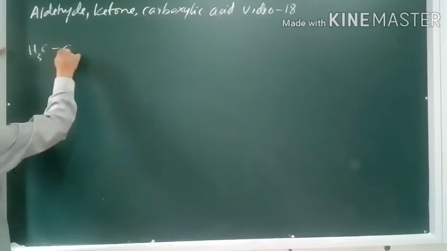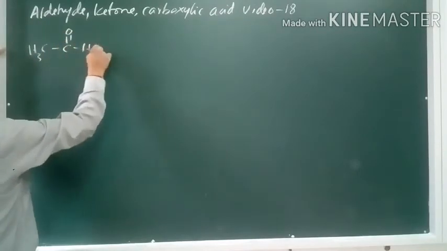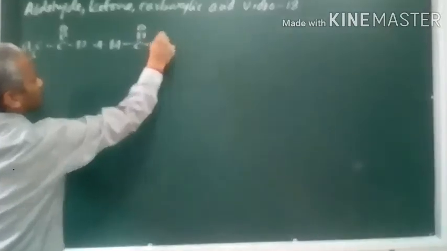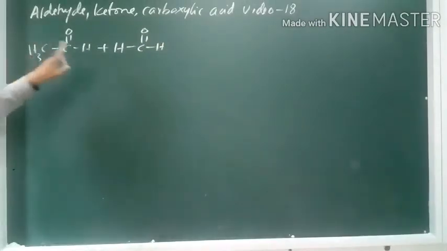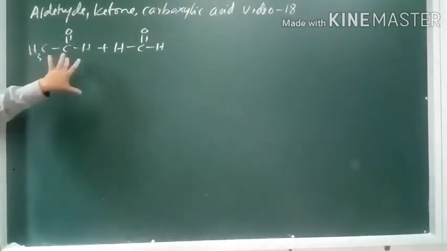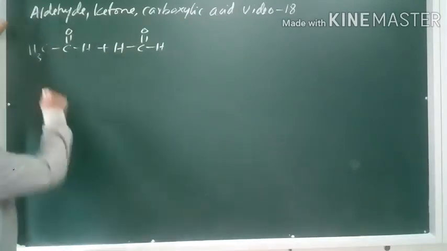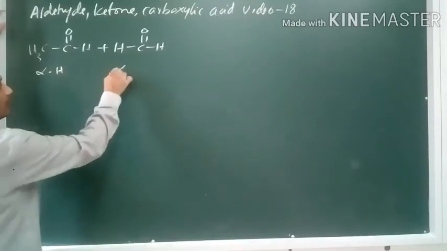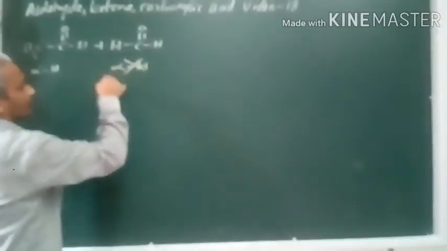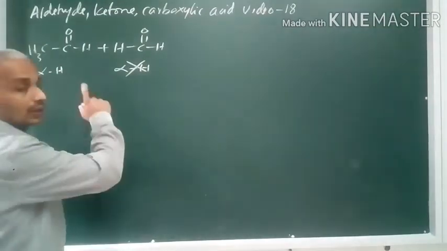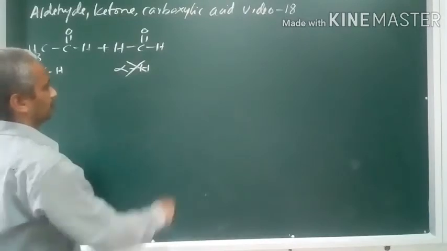CH3 CHO plus HCHO. Now see here, this has alpha hydrogen, this does not have alpha hydrogen, still it is aldol condensation only, but cross aldol condensation.